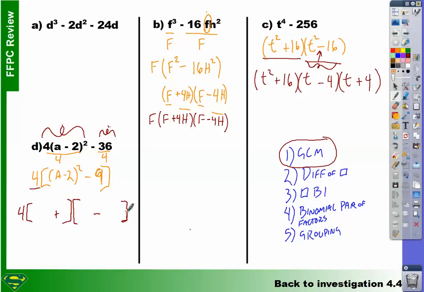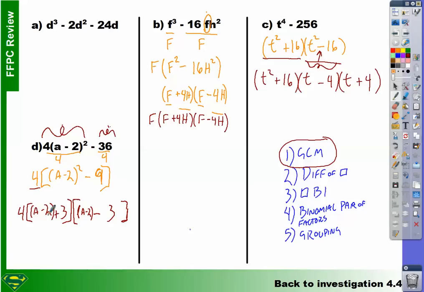What is the square root of the quantity a minus 2 squared? It's the quantity a minus 2. So that goes in both. What is the square root of 9? 3. Excellent. All right. And now here is the last piece to this puzzle. Do we have any common terms that can be combined inside this trinomial? Negative 2 and 3.